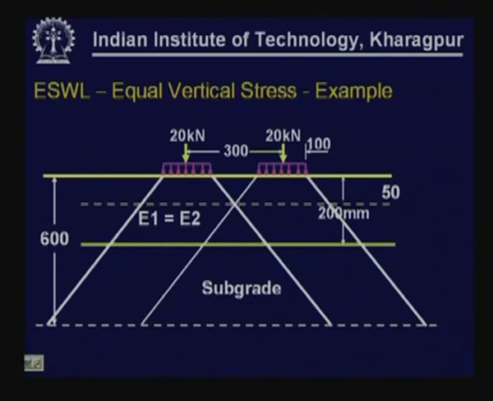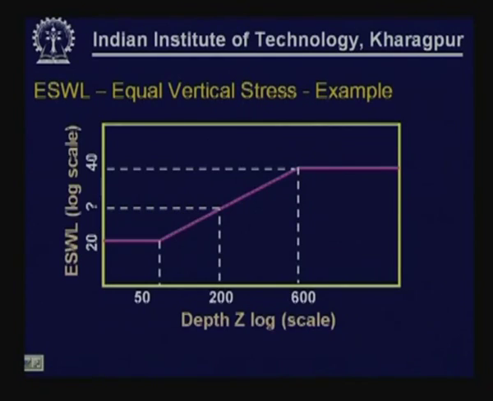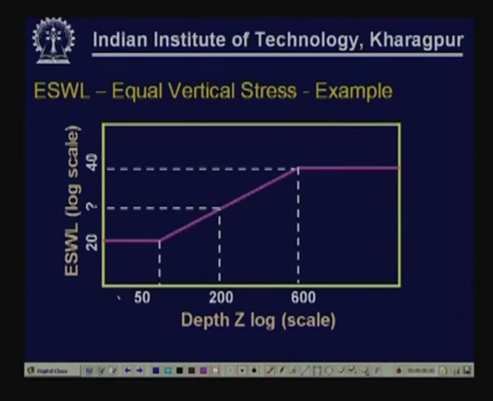So this we can see from this plot. For 50 millimeter depth, 20 kilonewton is the equivalent single wheel load. For 600 millimeter depth, 40 is the equivalent single wheel load. But for 200 millimeter depth, plotted in a log-log scale, we can directly obtain this. Let us see if we can calculate this.